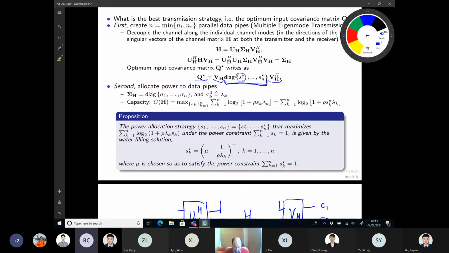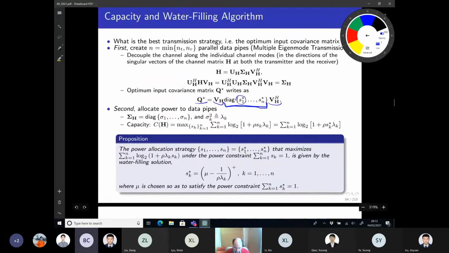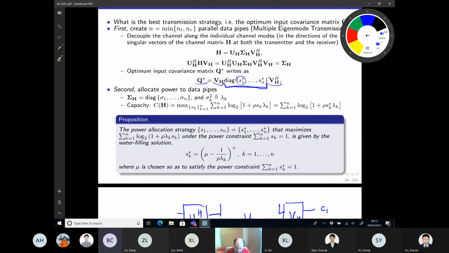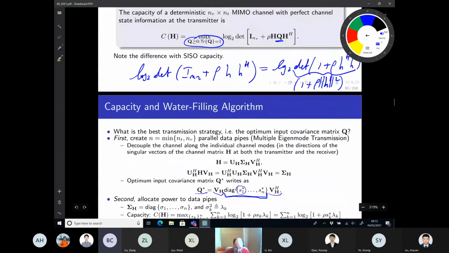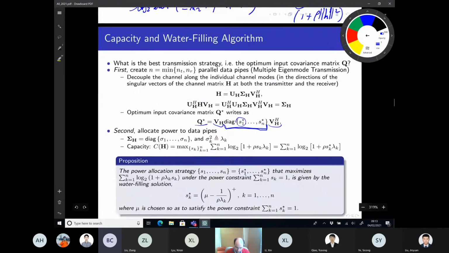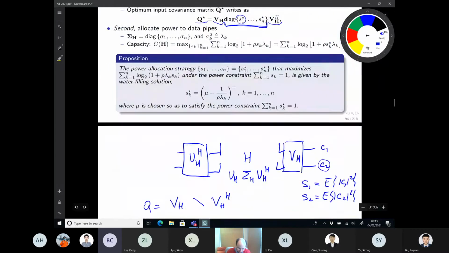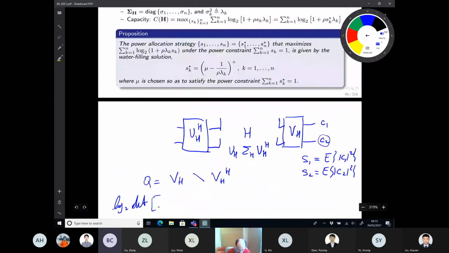Right, good. So what we end up with is an input covariance matrix that is equal to that. So if you take this and plug it in here, what do we have? Let's say Q is VH, the diagonal matrix, VH Hermitian, and we have this expression, the log of the determinant: log2 determinant of I_NR plus rho H Q H Hermitian.